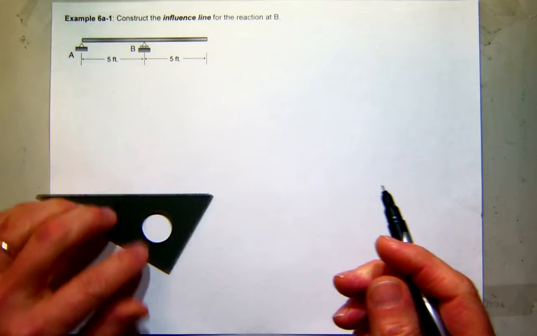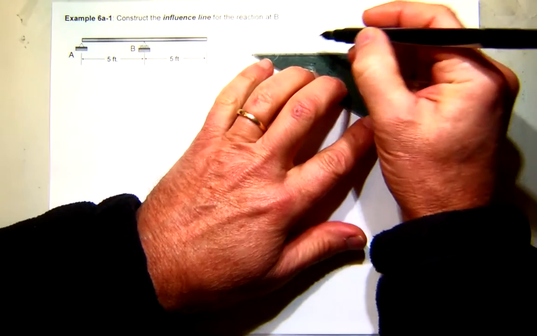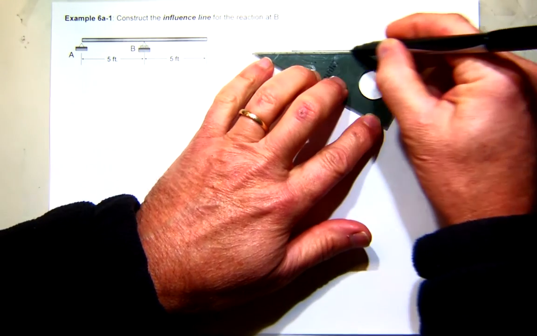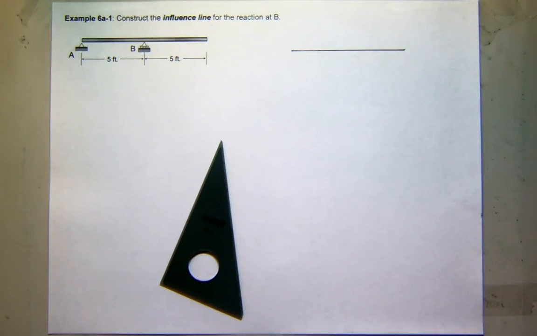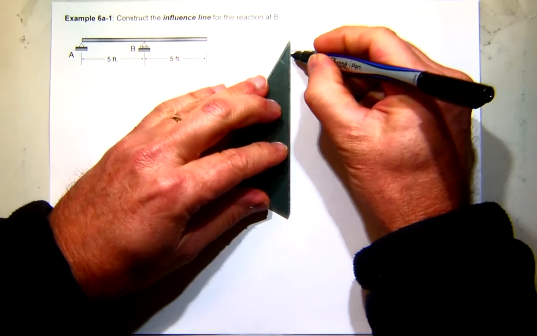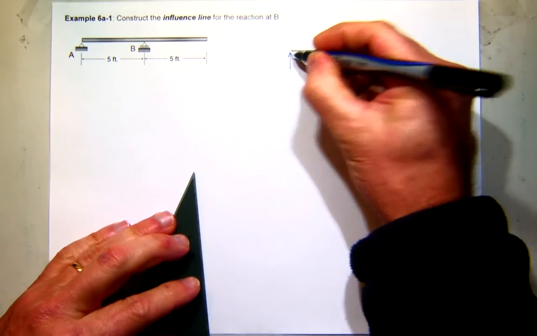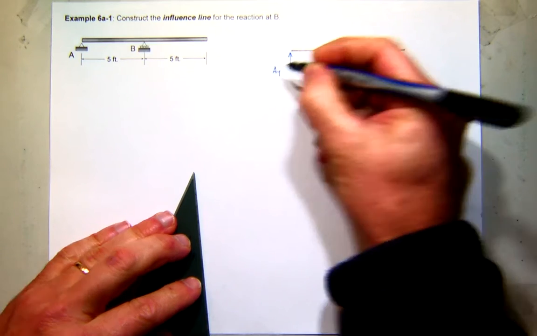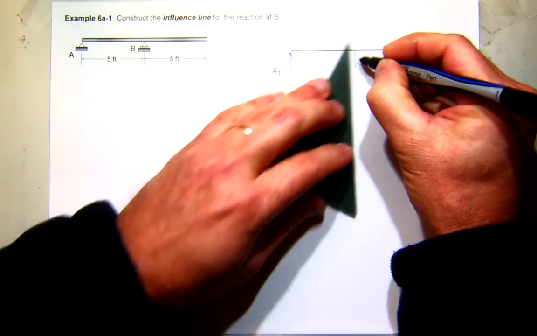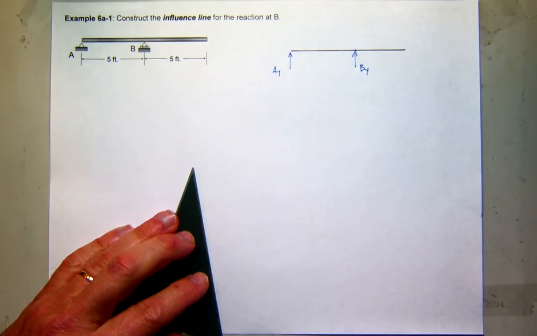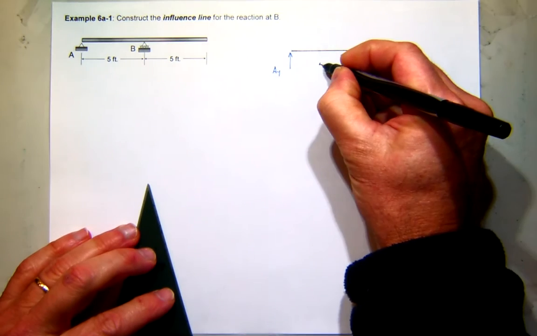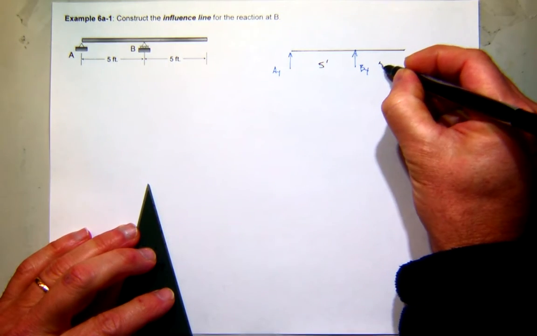So what I'm going to suggest that you do is draw a free body diagram and identify the pieces that you're interested in. So here is the reaction at A, and here is the reaction at B. I'll assume they're both acting up. And just to give us some dimensions, these are 5 feet and 5 feet.